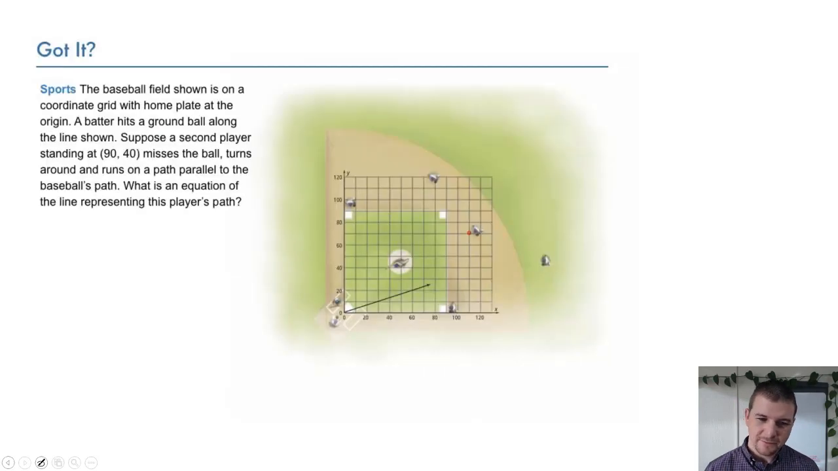And it's your turn. A similar question. The baseball field shown is on a coordinate grid with home plate at the origin. A batter hits a ground ball along the line shown. Suppose a second player, standing at (90, 40), misses the ball, turns around, and runs on a path parallel to the baseball's path. What is the equation of the line representing the player's path?